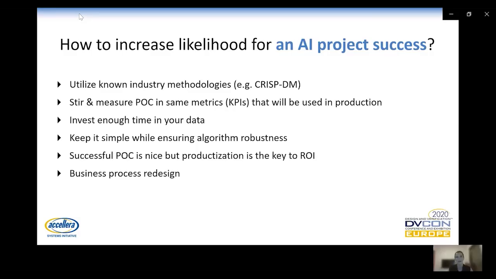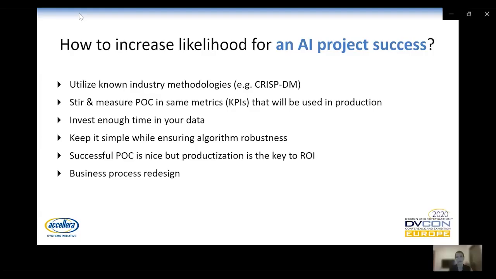The right way to go is to start with some POC, proof of concept, and define key performance indicators, measure them on your POC, and use those same KPIs later on in production to make sure that you're actually meeting the goals and you are seeing the ROI that you have expected.